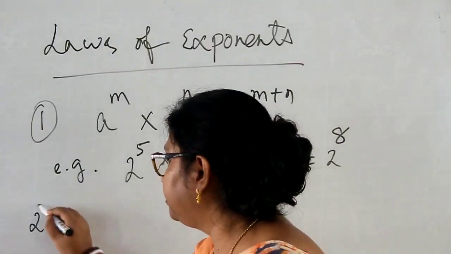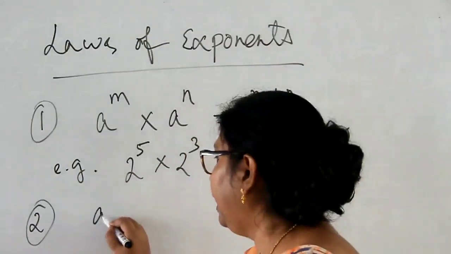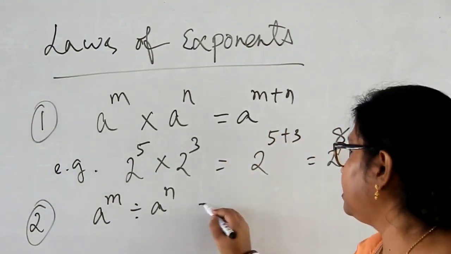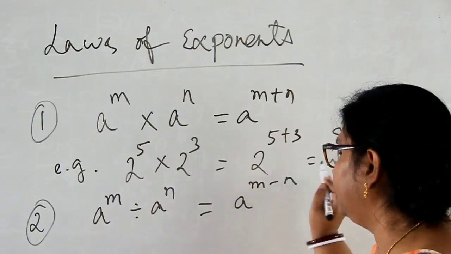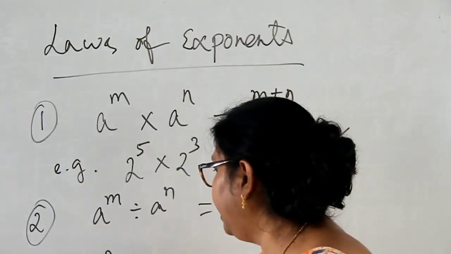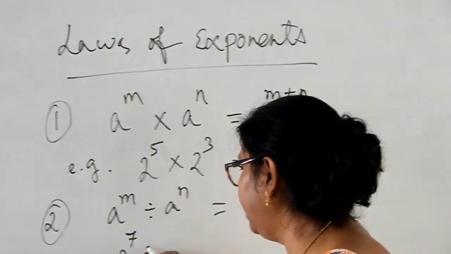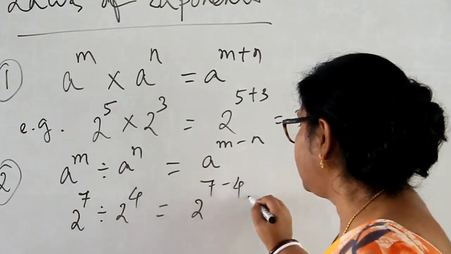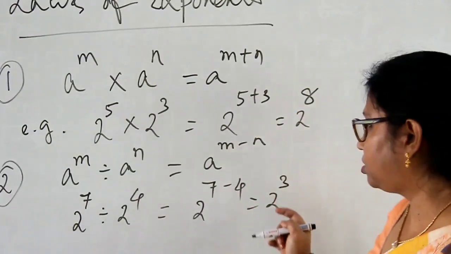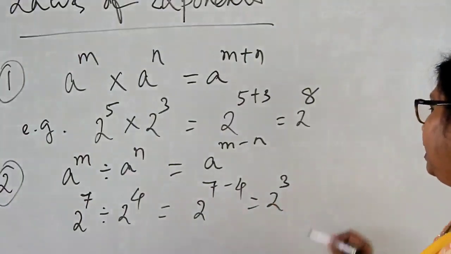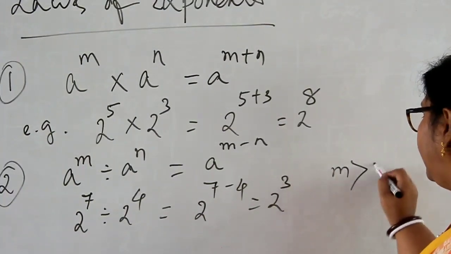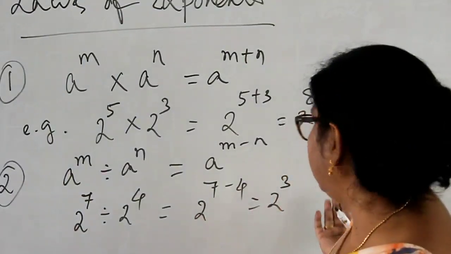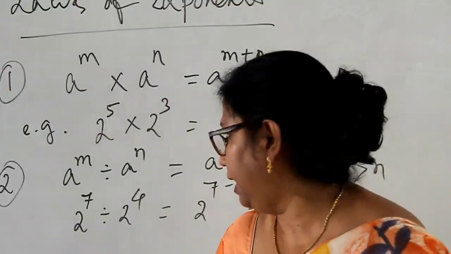Then the next one, law number 2: a to the power m divided by a to the power n is equal to a to the power m minus n. For example, I can take 2 to the power 7 divided by 2 to the power 4, which is equal to 2 to the power 7 minus 4, equal to 2 cube. M and n are integers, as I already told, but the condition is m should be greater than n.